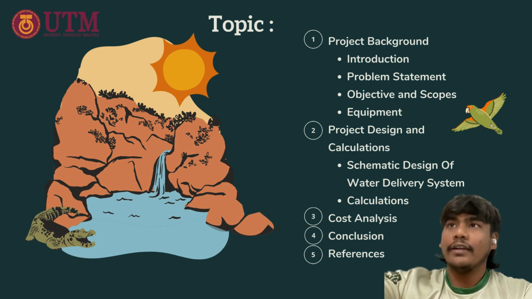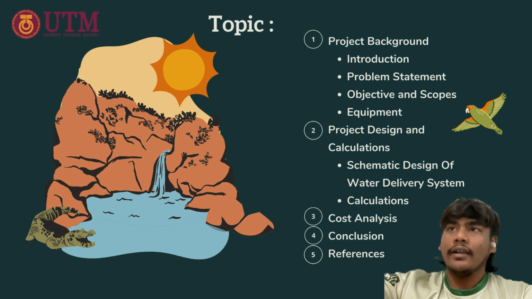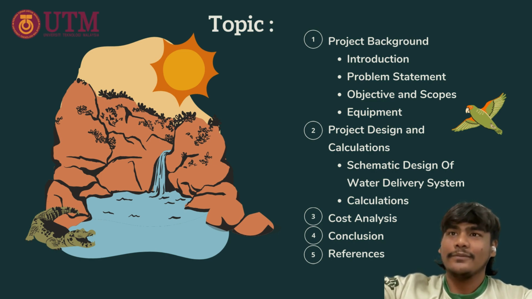Next, we have the project design and calculation. Project design and calculation, we cover the schematic design of the water delivery system and calculation. And third, we got the cost analysis. Fourth, conclusion. And lastly, we got the reference.